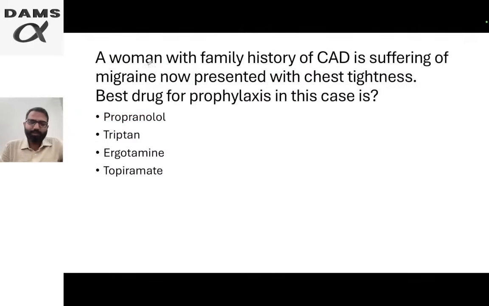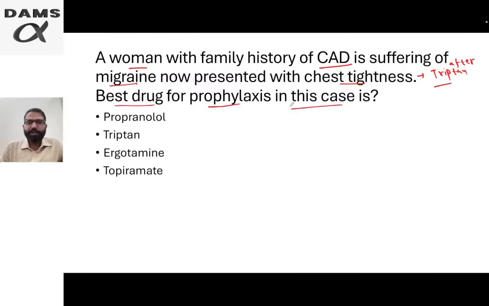One more controversial question. A woman with a family history of CAD is suffering from migraine, now presented with chest tightness and all, after triptan. The patient has a recurrent history of migraine. The best drug for prophylaxis in this case is, okay. So what is the best answer in this case?